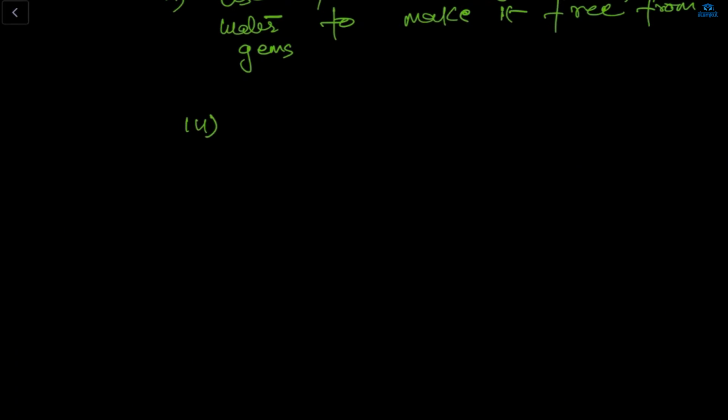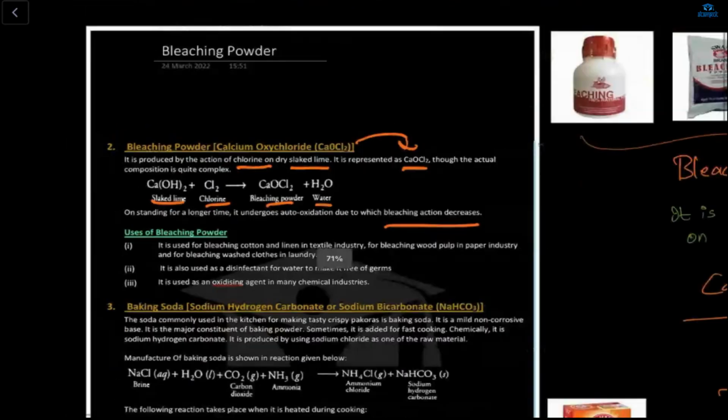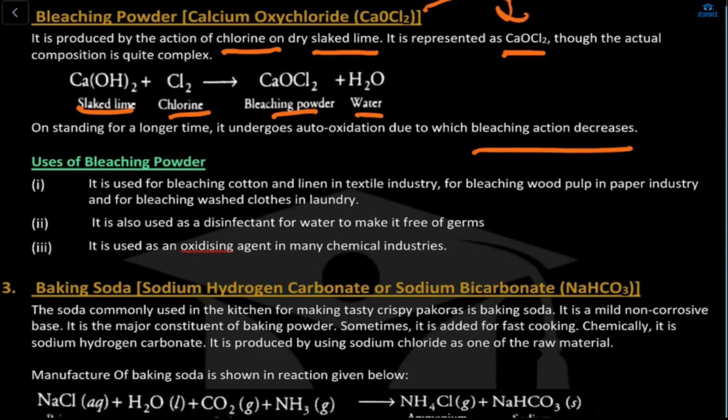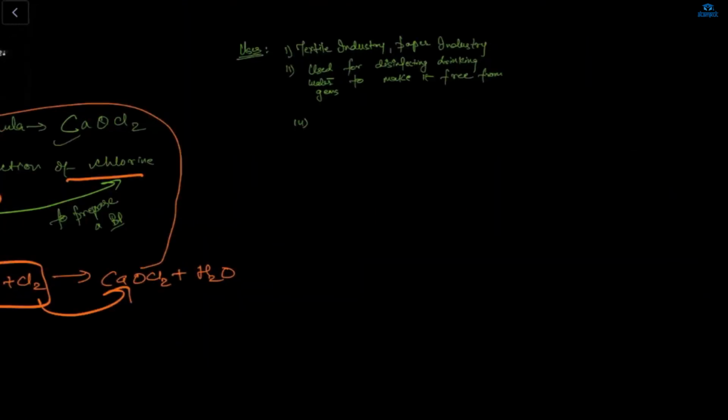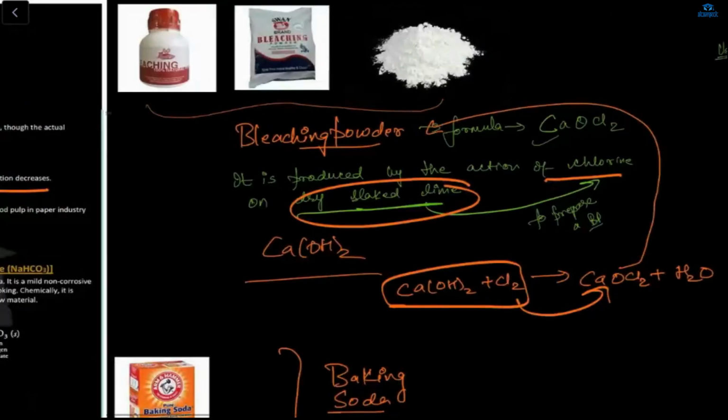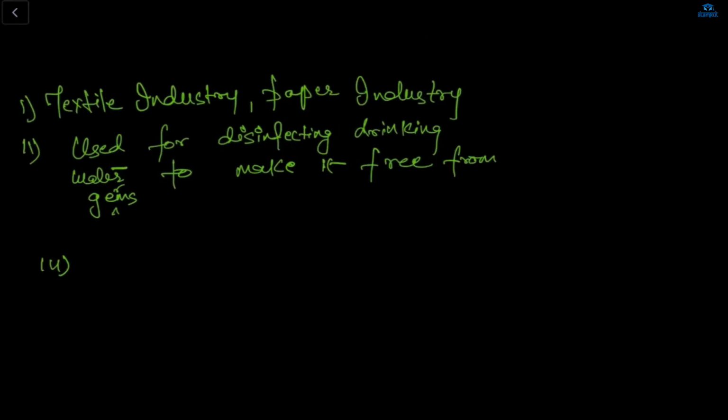Let's go through it once with the notes. It is used for bleaching cotton and linen in the textile industry, for bleaching wood pulp in the paper industry. This bleaching powder is used. It is also used as a disinfectant for water to make it free from germs. It is used as an oxidizing agent in many chemical industries. What is used as an oxidizing agent? This bleaching powder is used as an oxidizing agent.